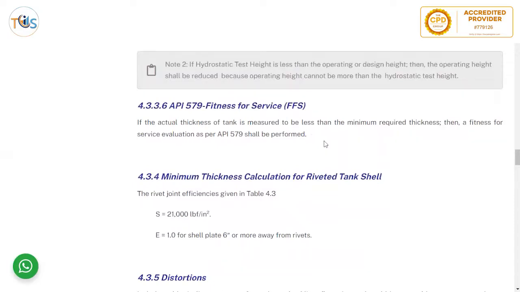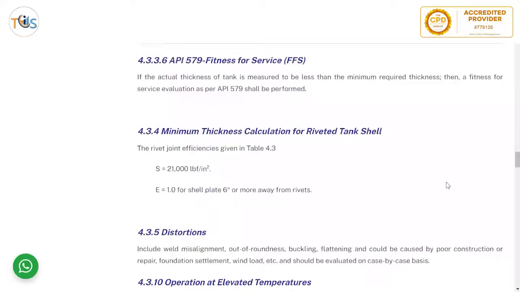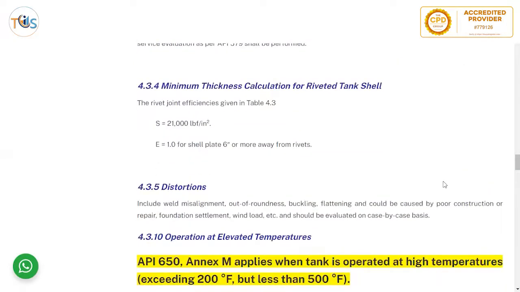Fitness for service: if the actual thickness of the tank is measured to be less than the minimum required thickness, then a fitness for service evaluation per API 579 shall be performed. And for minimum thickness calculation for a riveted tank shell, the riveted joint efficiency is given in table 4.3, as we showed you.